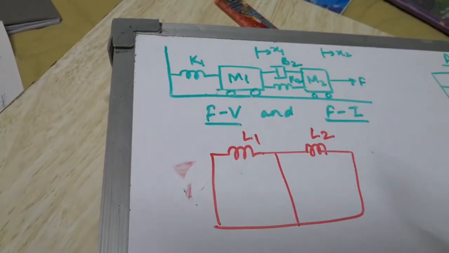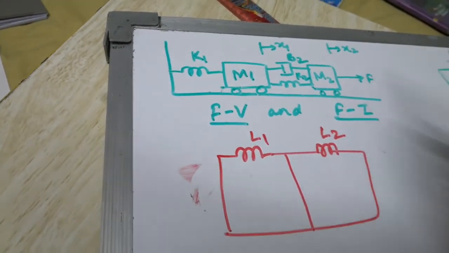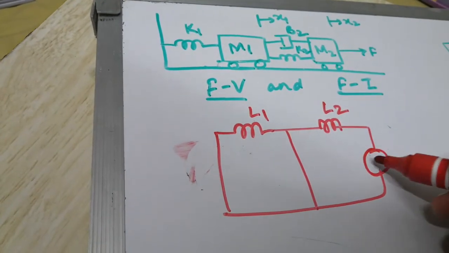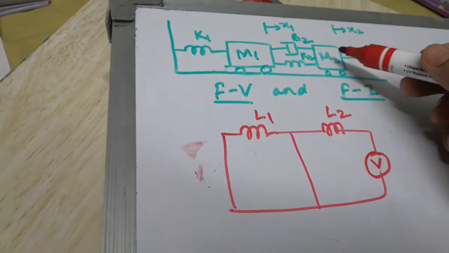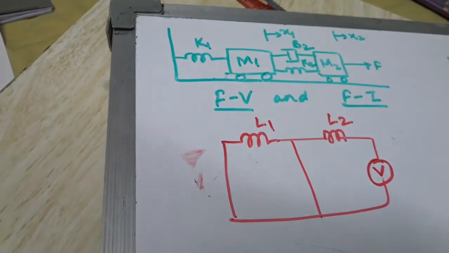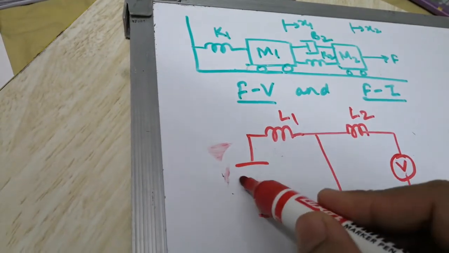Now just pay attention here that with L2 the force has been put. So now the voltage will not be at this side but at this side. So the voltage is directly applied to L2, that is corresponding to M2. And corresponding to K, we have C. So here we come with C.